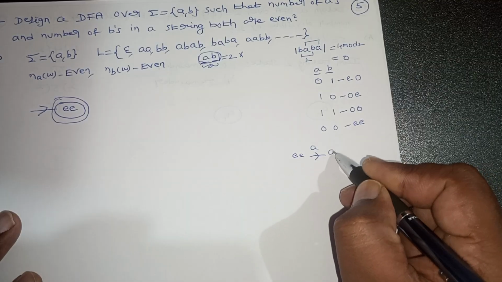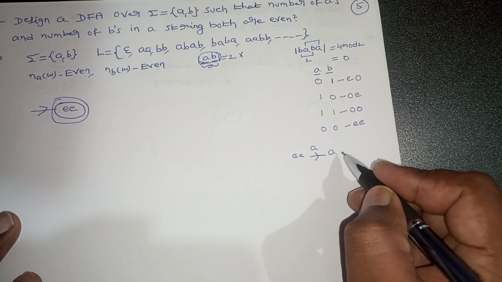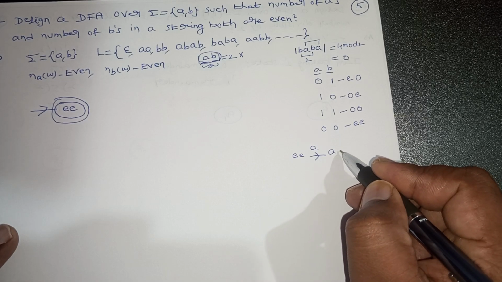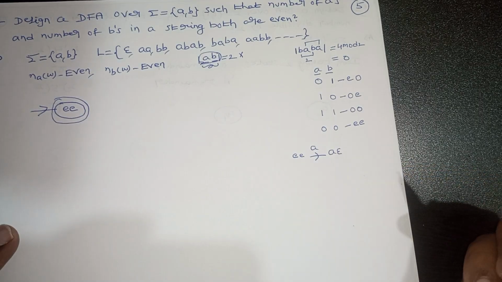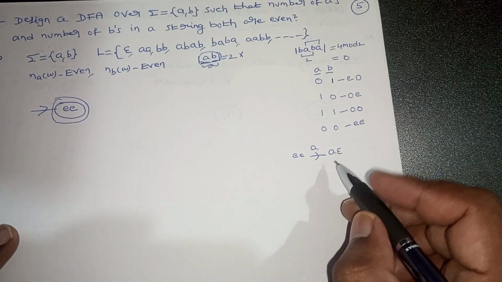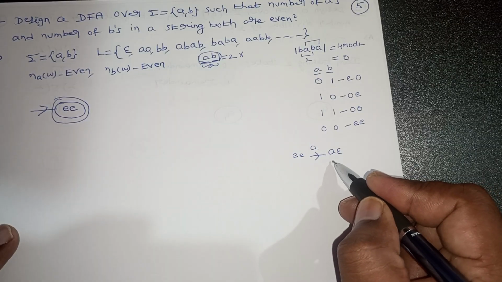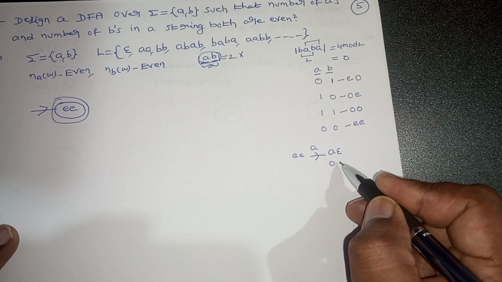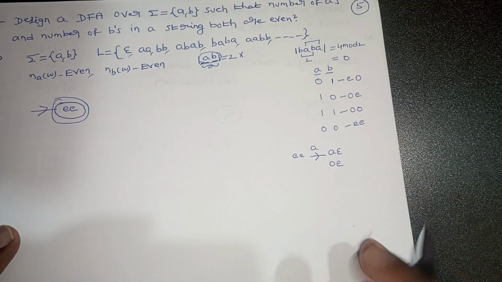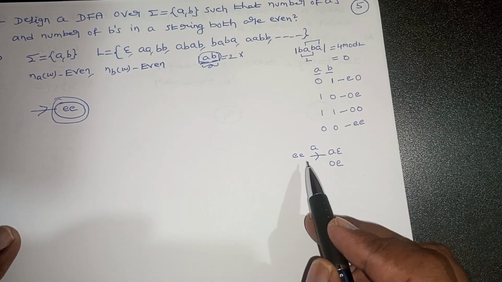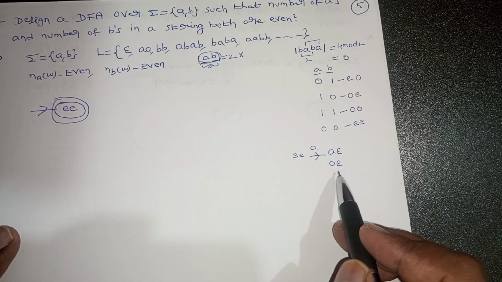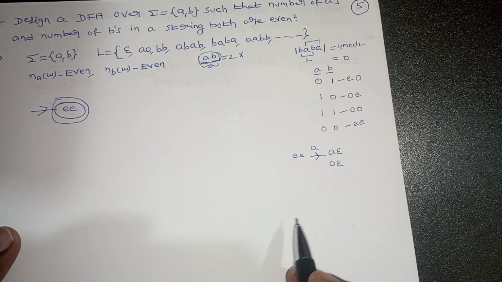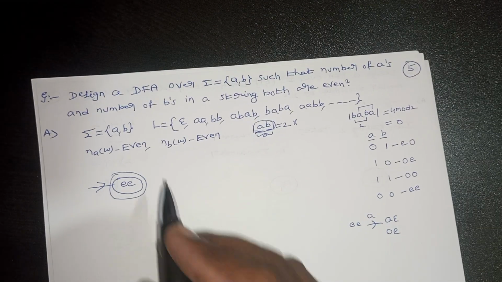You write A here. Then you write epsilon here. It means zero number of B's. Epsilon is nothing but zero number of B's. What is the meaning here? Odd number of A's, even number of B's. It means from the state EE, by seeing A, I am going to the state OE. Now form the edge.